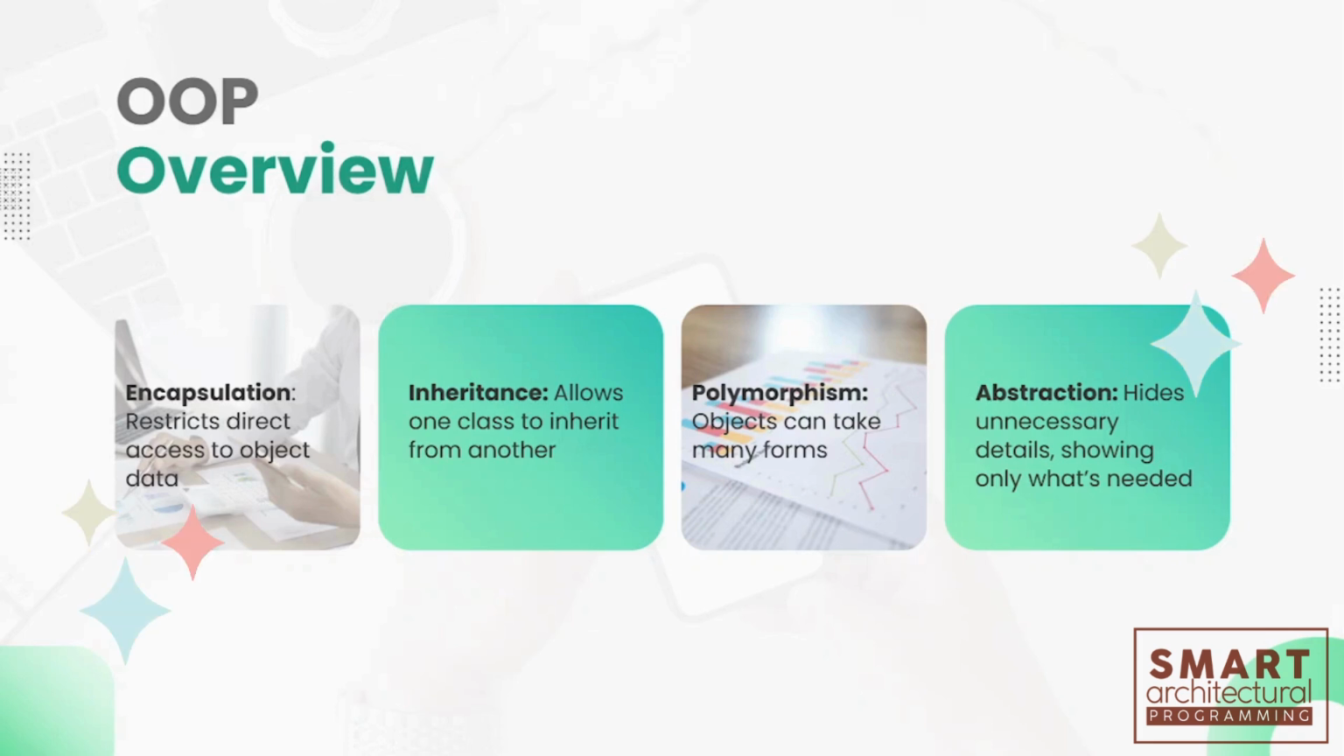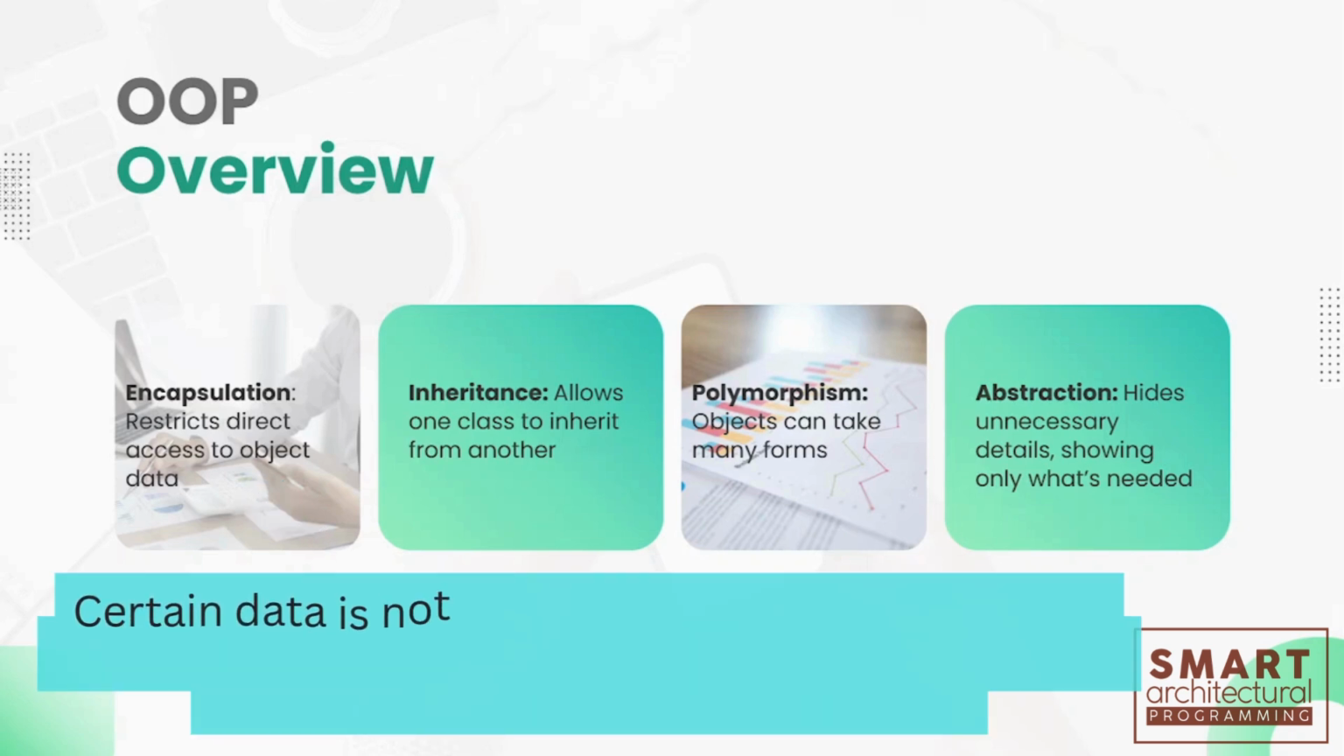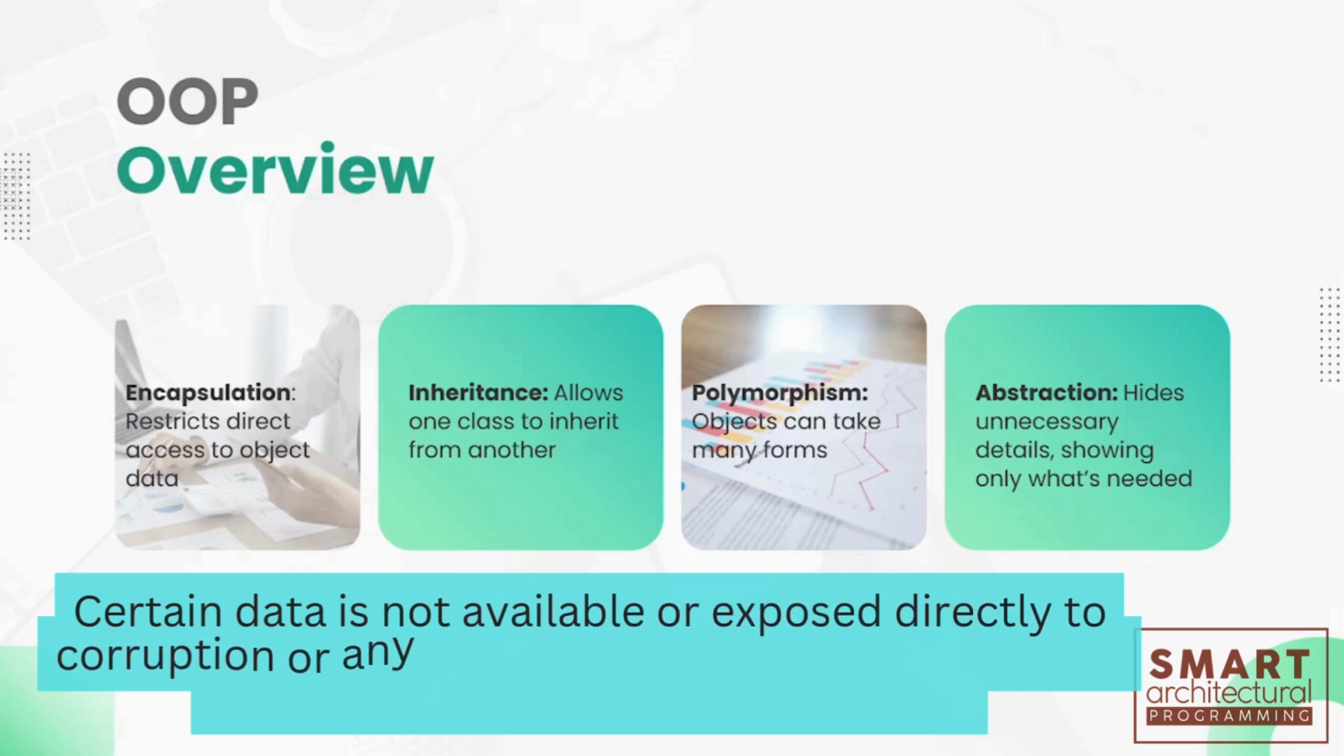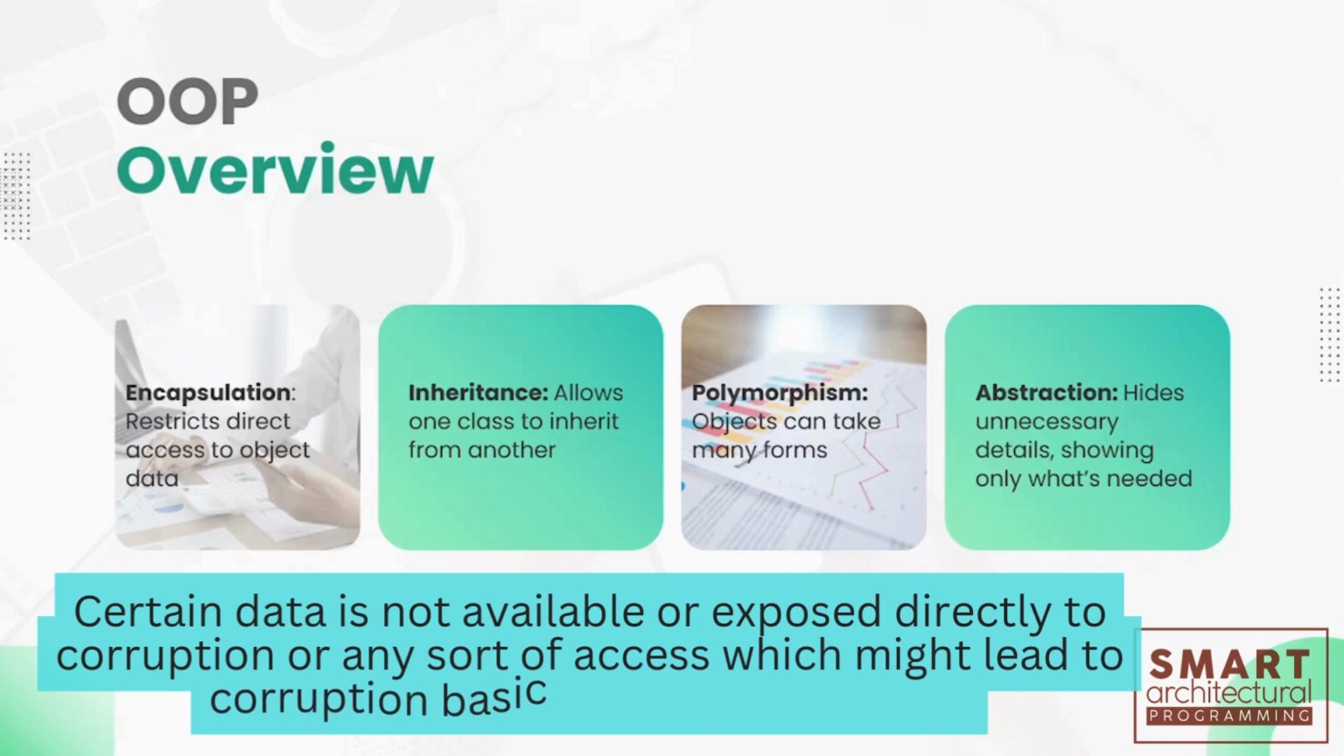So as you can see here, to work with Java effectively, especially the object-oriented parts of Java, you need to understand the 4 key principles of object-oriented programming in Java: encapsulation, inheritance, polymorphism, and abstraction. As you can see on the screen below, we have breakdowns on the 4 key aspects of object-oriented programming. Encapsulation basically restricts direct access to an object's data. What do we mean by that? Certain data is not exposed directly to corruption or any sort of access which might lead to corruption. By corruption, I mean the data being changed to something it should not have been changed to while we're using the data. So that is encapsulation in object-oriented programming.